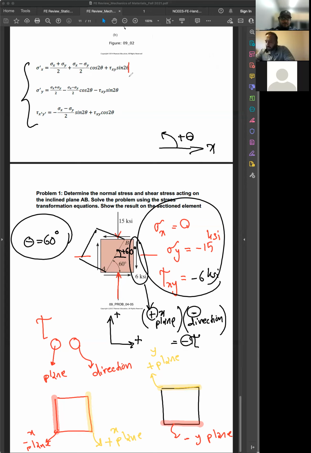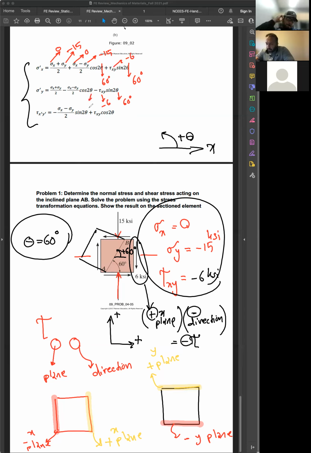So the angle you have found is 60 degrees. So this guy is 60 degrees, this guy is 60 degrees. Sigma y is negative 15. Sigma x is 0. This would be your sigma x prime. For this one, again, theta is 60 degrees. So you need to multiply it by 2, by the way. Don't forget that the sine of 120 would be there. So theta is 60, not 2 theta. Tau xy is negative 6. By the way, this tau was negative 6 as well.